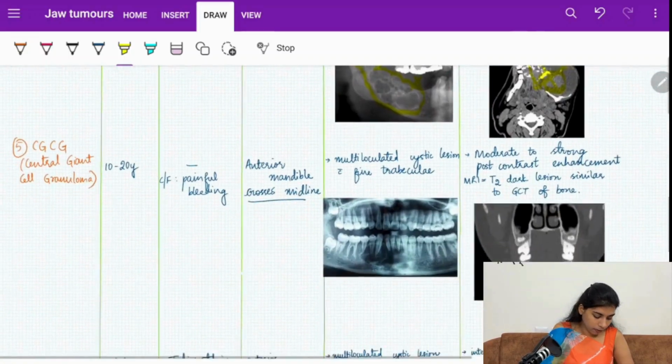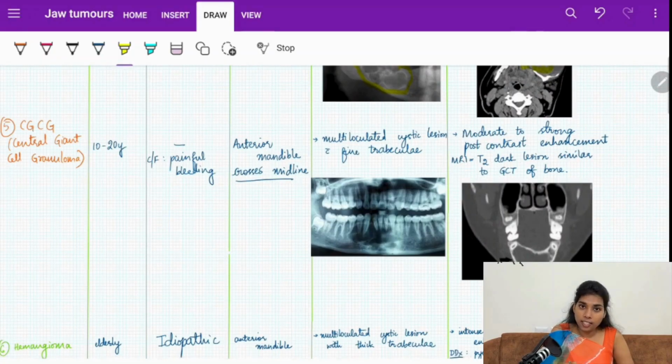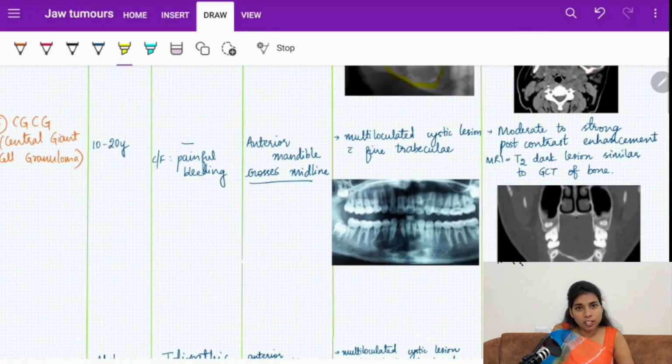So we'll start with the first one, that is CGCG. It is typically seen in a young adult around 10 to 20 years and comes with a classic history.